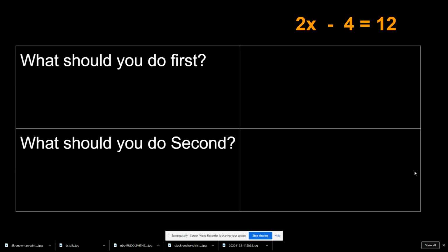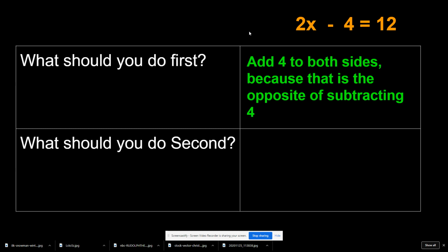So if we have the problem 2x minus 4 equals 12, what should you do first? Well, since we have minus 4 here, we need to add 4 because addition is the opposite of subtraction. And whatever we're going to do to one side of the equation, we have to do to the other side of the equation. And the equation is split into two sides by the equal sign.